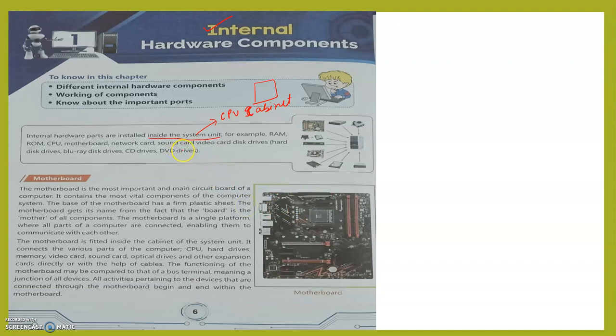Okay, all these things are installed inside the system unit, and in the system unit, all these components are installed on the motherboard. So firstly, we are going to discuss the motherboard. What is basically a motherboard? Then we will discuss these components individually: CPU, RAM, ROM, video card, sound card, network card, and many more things.